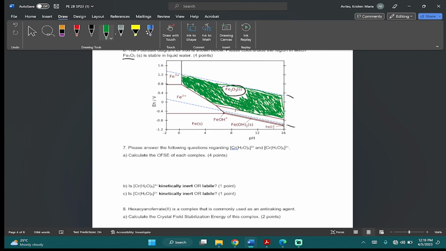It's a little bit more complicated than that, and this isn't the full Pourbaix diagram for iron. Well, it is, but it's illustrated a bit funky. It's several regions.